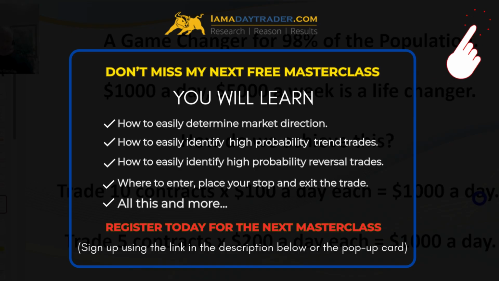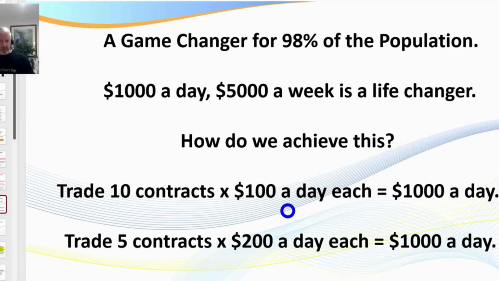So $1,000 a day, let's chunk it down to a bite size where anyone can achieve this. Okay, so here, 10 contracts by $100 a day. Now that's only 10 ticks in this business. I'm going to be showing you which of the trades you should be taking to achieve this.